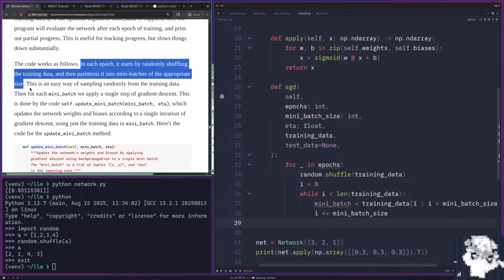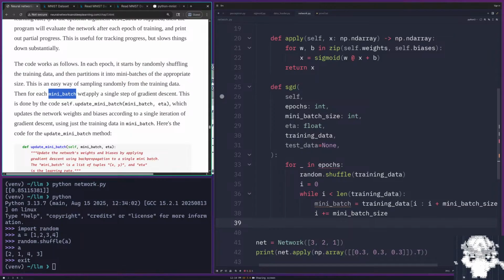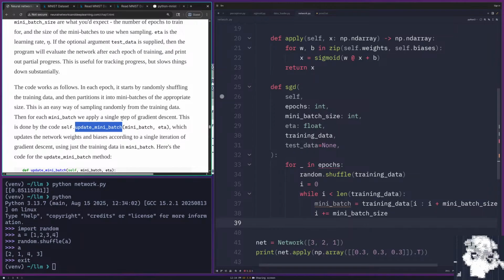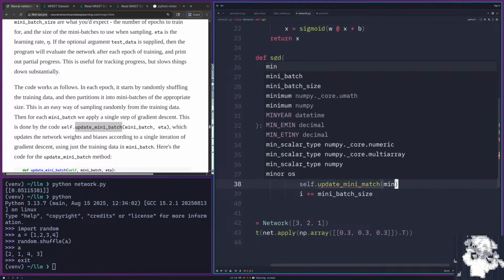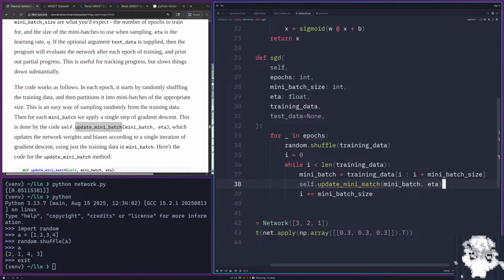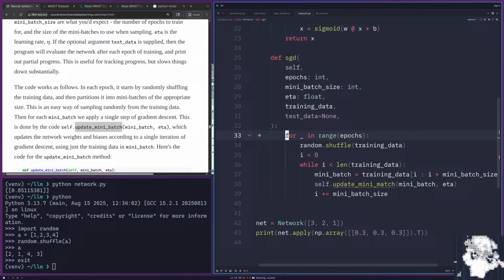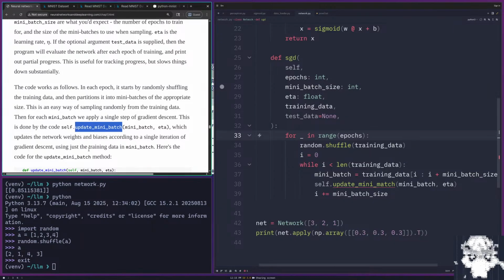This is an easy way of sampling randomly from the training data. Then, for each mini batch, we apply a single step of gradient descent. This is done by the code self.update_mini_batch(mini_batch, eta). Oh, this needs to be range of epochs. It updates the network weights and biases according to a single iteration of gradient descent using just the training data in the mini batch.